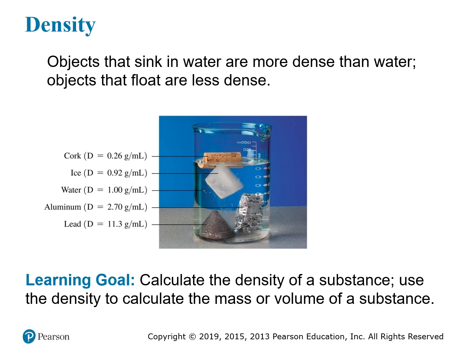So for instance, we know that if something is less dense than water, it'll float in water, things like cork and ice. And if something is more dense than water, like aluminum or lead, then they'll sink if you put them into water. So the goal of these slides is going to be to learn how to calculate the density of a substance, to learn really what density is in a scientific sense, and then to use the density to convert between the mass of a substance and the volume that it occupies.